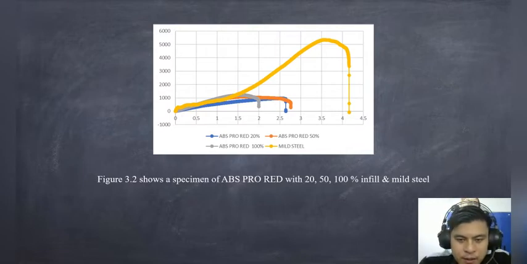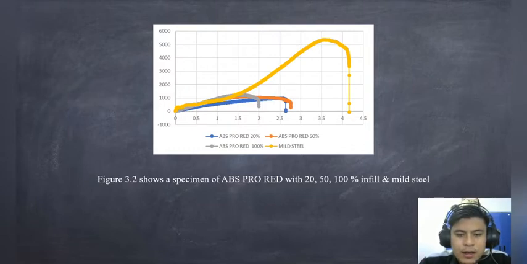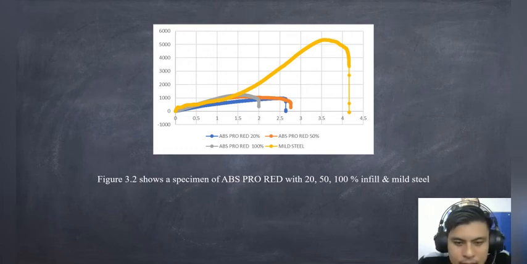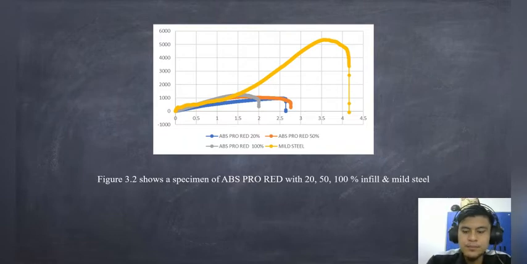As we see, the highest for this test, the strongest is the mild steel, which breaks at more than 4 seconds, and the weakest of the specimens is the ABS ProRed 100%, which breaks at 2 seconds.